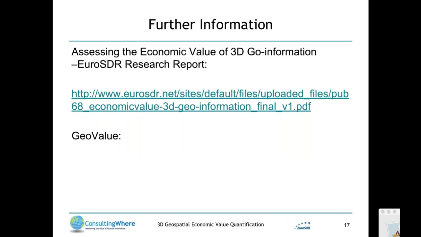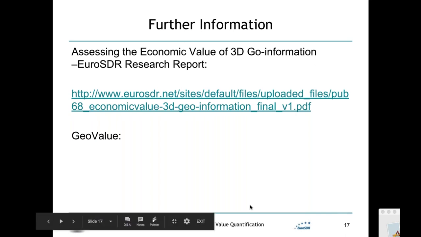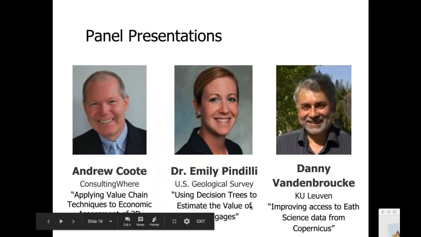Okay, final slide. Right, so the final slide here is just giving you a link to the research report that we produced. Also, I will update that final slide because we have produced now a book, which is available from Taylor and Francis. And this goes into a lot more depth about socioeconomic benefits, particularly applied to Earth observation and to geospatial information. And with that, I'll finish. Thank you.